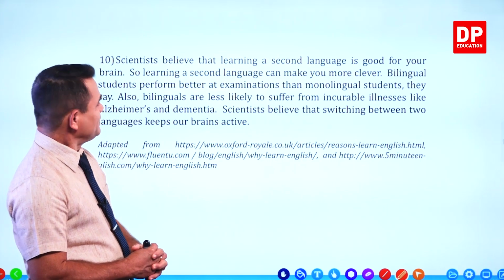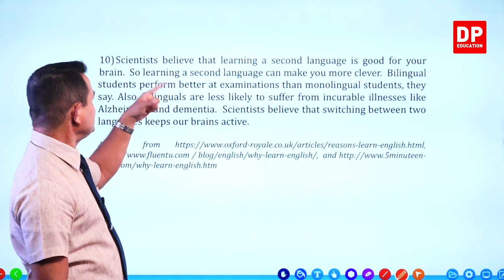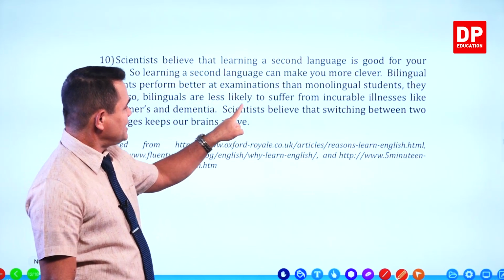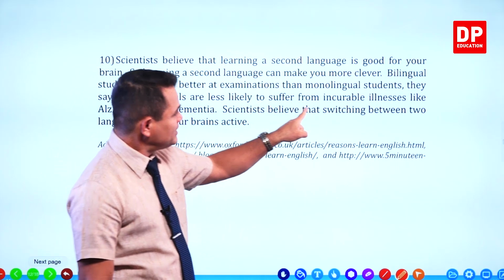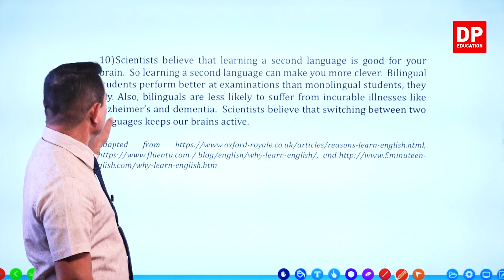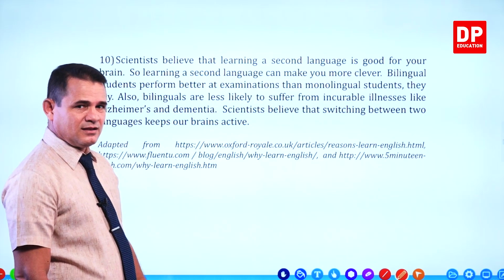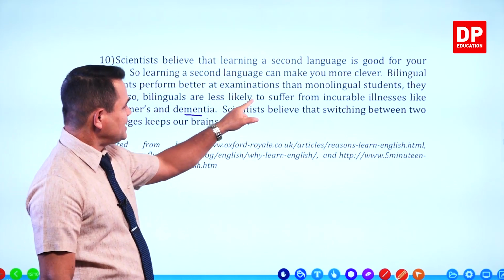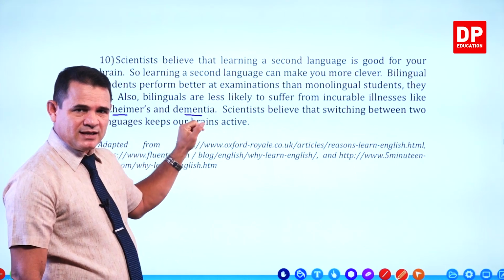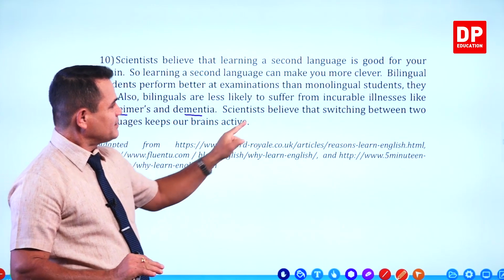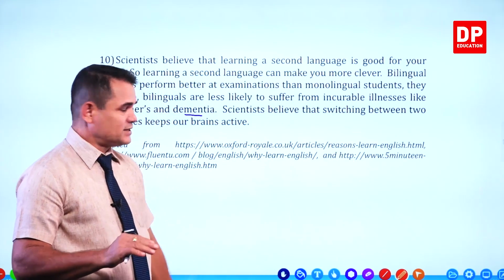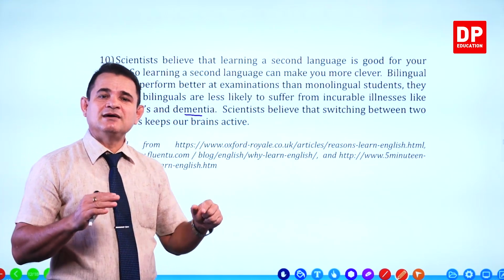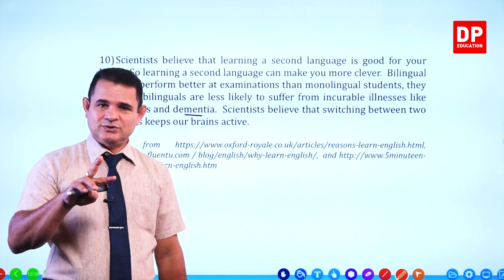Okay, so then they say, right, so that is what this scientists say, විද්‍යාඥයෝ කියන දේ. Also, bilinguals are less likely to suffer from incurable illnesses like Alzheimer's and dementia. So they are different illnesses. The bilingual are less likely to suffer. ඒ වගේ මේ වගේ රෝග වලින් පෙළෙනවා අඩුයි. Incurable diseases. Cure කියන්නේ සුව කරනවා. Incurable means සුව කළ නොහැකි අසනීප මෙන්න මේ වගේ. ඒවා හැදෙනවා අඩුයිලු. Bilingual students. Those who learn in two languages.